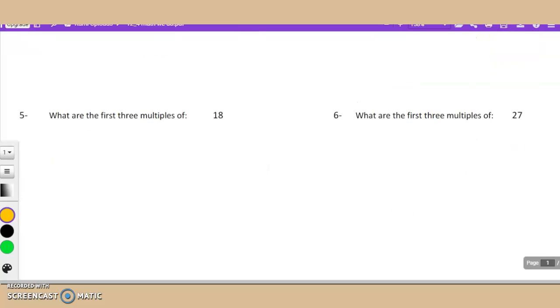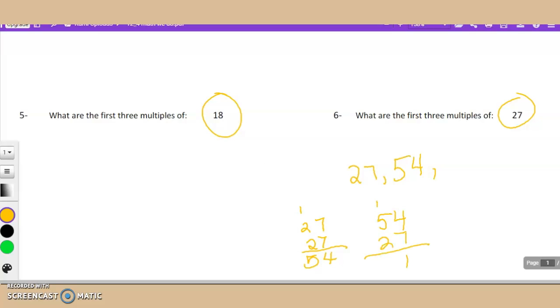I'm going to move down. So what are the first 3 multiples of 18? Or what is the, so you can either do this one or this one. I'm going to challenge myself and do the first 3 multiples of 27. So I have 27, and then if you're adding it up, you have 27 plus 27, that's 54. Okay, and then 54 plus 27, which is 4 plus 7 is 11, 5 plus 2 is 7 plus 1 is 8, and then there you go. So those are the first 3 multiples.